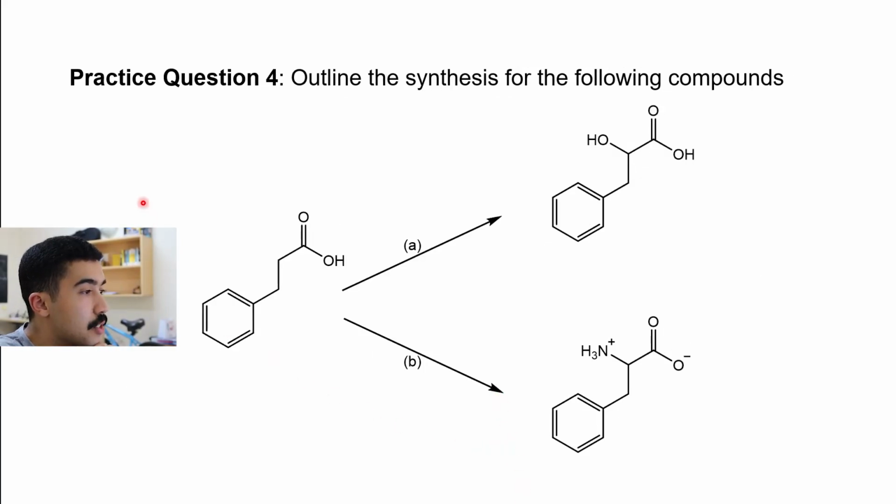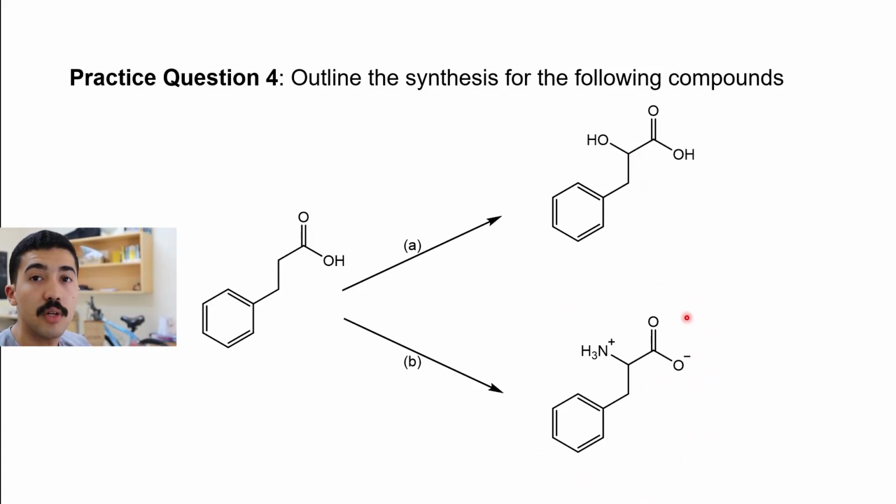Question 4 is asking us to outline the synthesis for the following compounds. So here we're starting off with some sort of carboxylic acid, and we have A and B. So some set of reagents or steps for A and some set of steps for B. We need to convert it over here to what seems like an α-hydroxy acid, and here we have an α-amino acid.